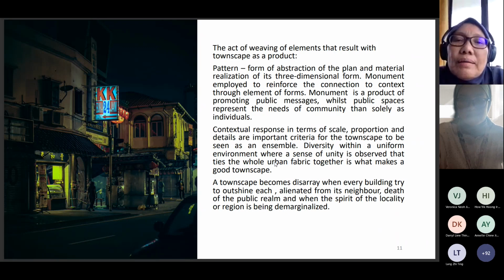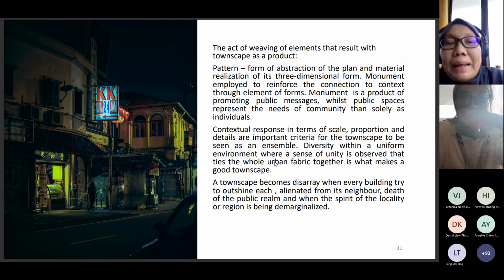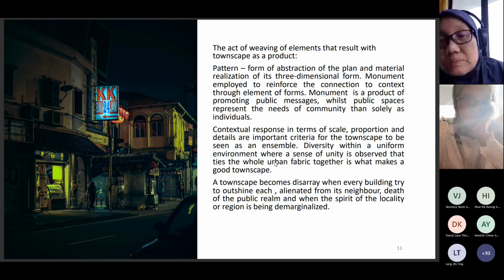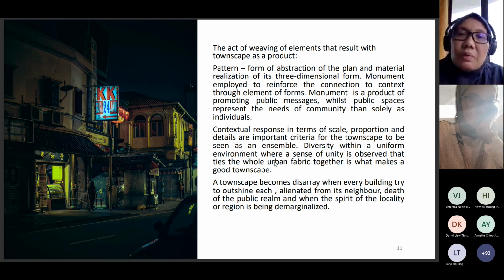So the act of weaving results in the townscape as a product. They involve the pattern, that means the form of edge. Another aspect is that we don't really look at the city in terms of the pattern that it produces. When we talk about pattern, you're talking about two-dimensional. But in urban design, when you talk about urban form, then you are looking into the three-dimensional. So the form of the abstraction, the plan, and the materialization of its three-dimensional form is very important to create a good townscape.